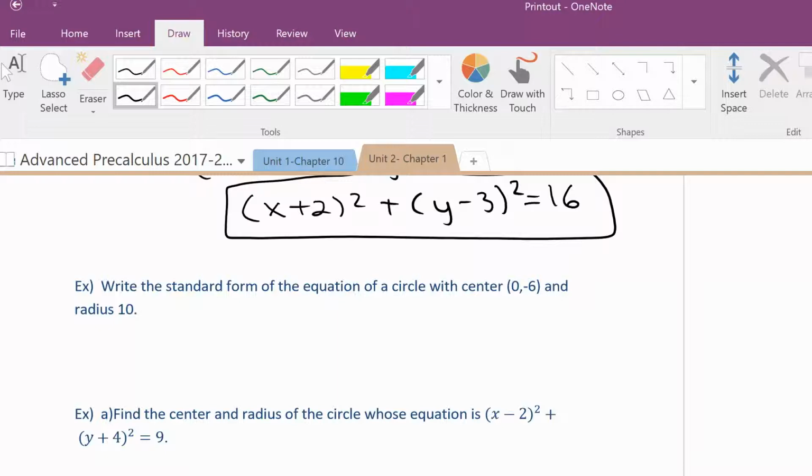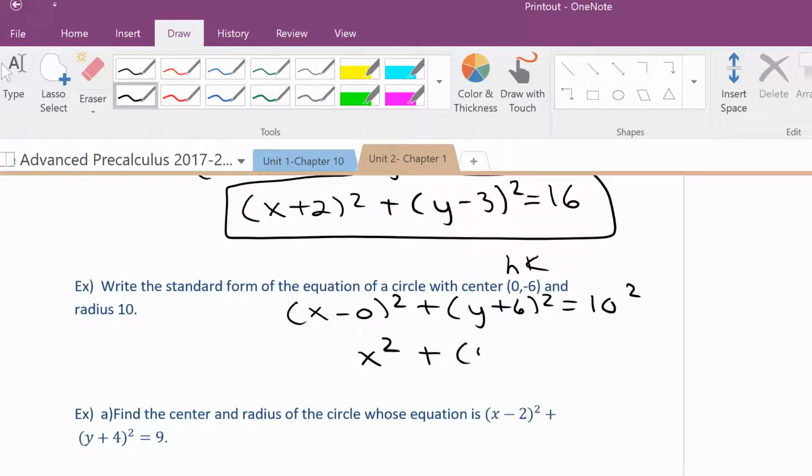Next one, write the standard form equation of the circle with the center 0, 6. So this is your h and k. And the radius of 10. So you have x minus 0 squared plus y plus 6 squared equals 10 squared. Well, x minus 0 squared is just x squared plus y plus 6 squared equals 100.